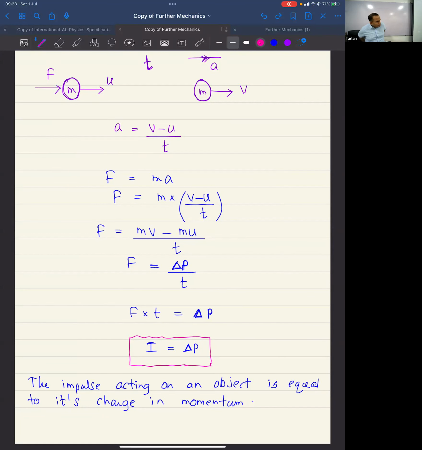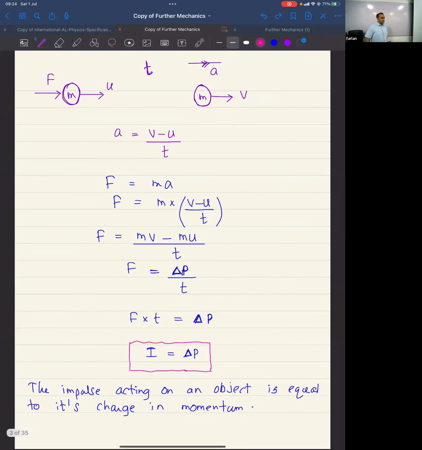Make a small point under that. The impulse acting on an object is equal to its change in momentum.